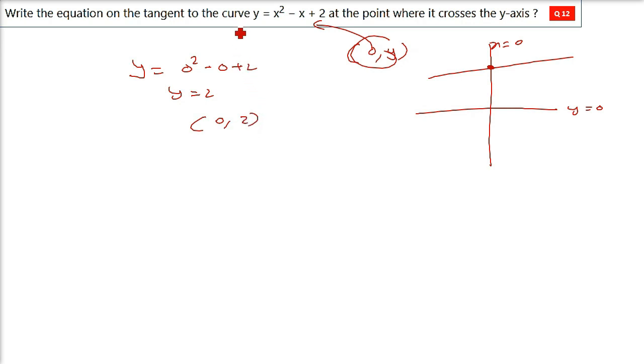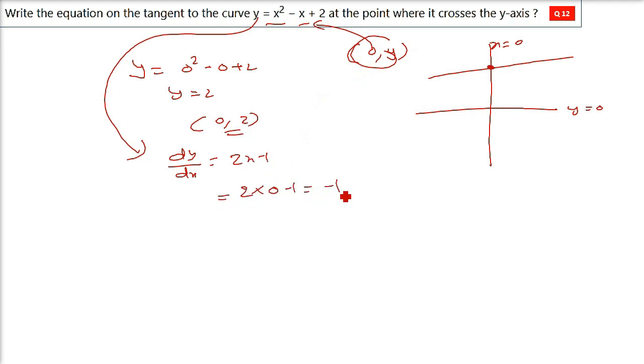For the equation of the tangent, we need a point and the slope. So dy by dx is what? Just differentiate it, 2x minus 1, and you already have the value of x and y. x is 0, y is 2. Put it here, 2 into 0 minus 1. So that is negative 1. dy by dx is negative 1.